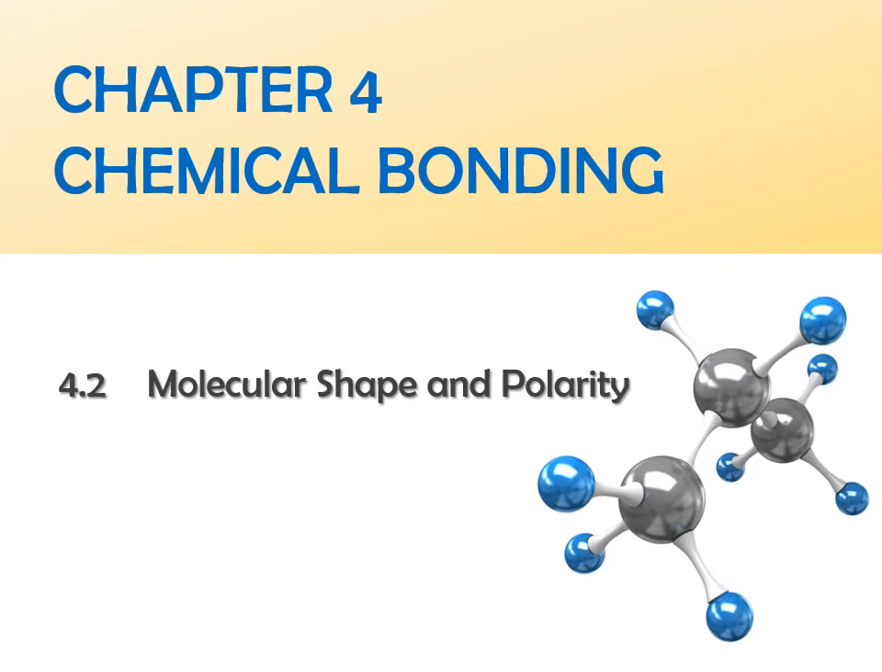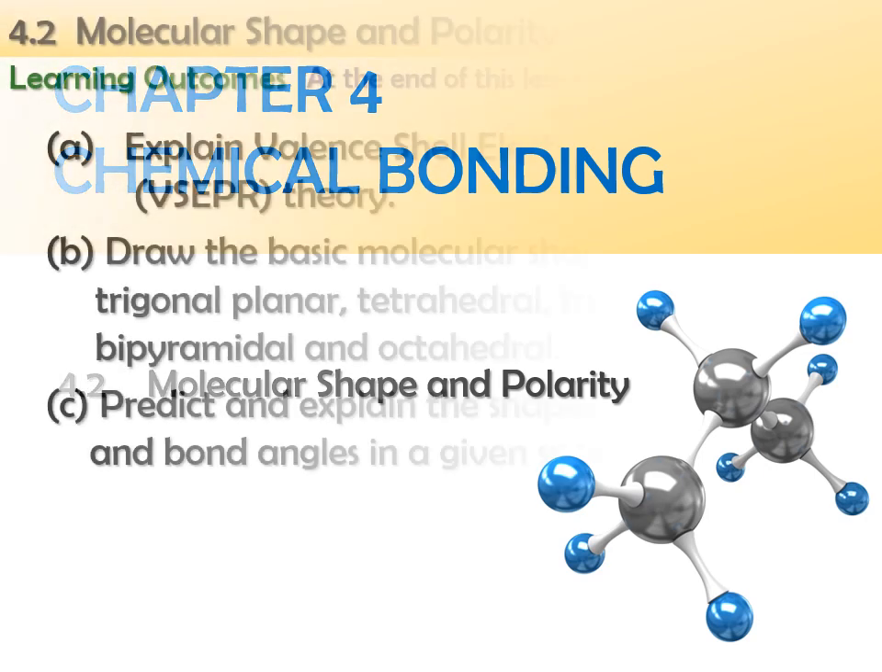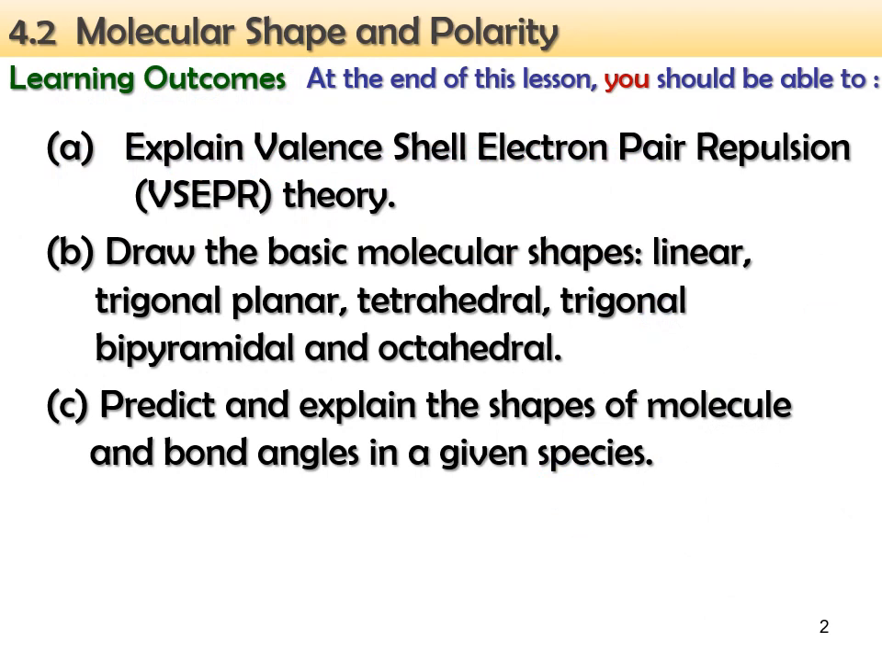Hello everyone. So today we will continue with chapter 4 chemical bonding, and we will continue with this subtopic 4.2 molecular shape and its polarity. At the end of the lesson, you should be able to explain valence shell electron pair repulsion, or I will call it VSEPR in short, and then draw the basic molecular shape.